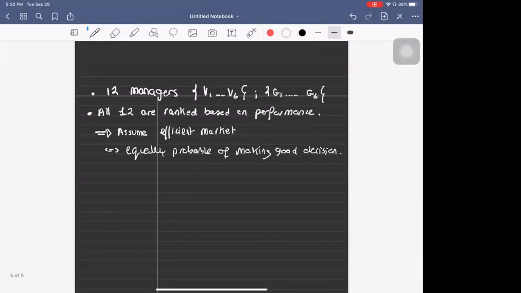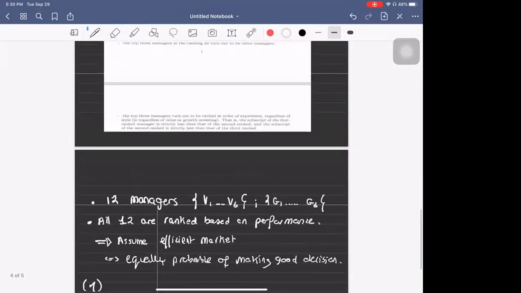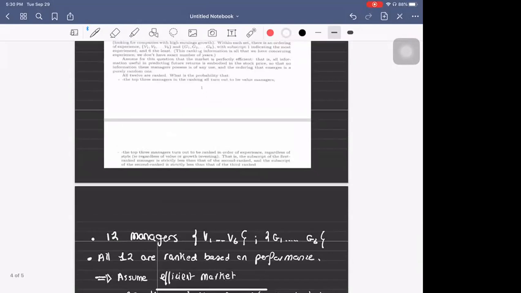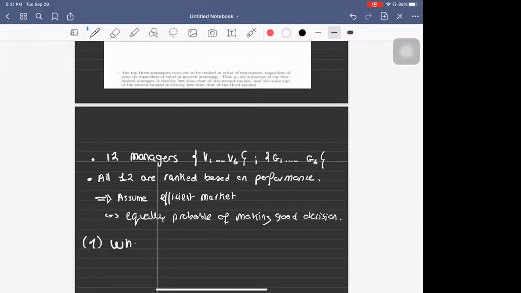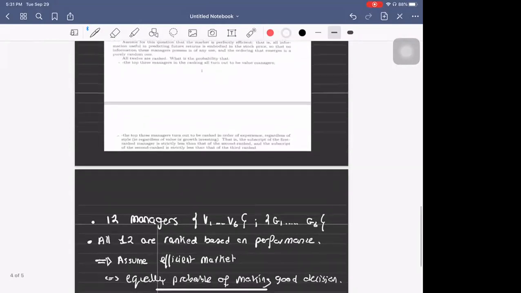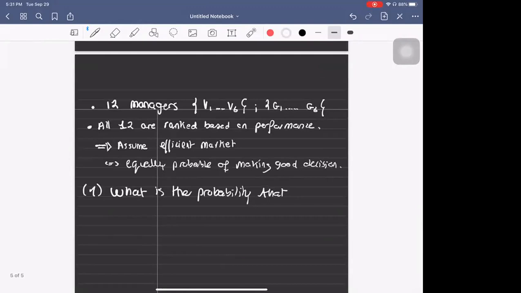So, first question. What is the probability that the top 3 managers in the ranking are value managers?